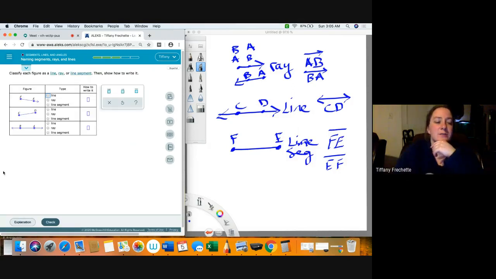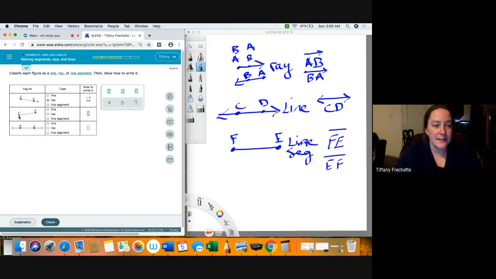Okay, so this first one we have a point, and there's a line going on forever in one direction. We know that's a ray. I'm going to click ray. Oops, got to click on my square here. And then I start with my point, which is F, and I move to E. Again, this one is the specific one. All right, so that one's definitely a ray.